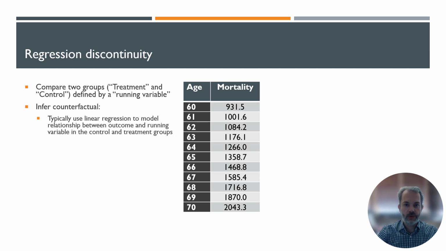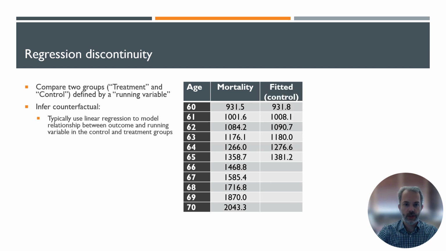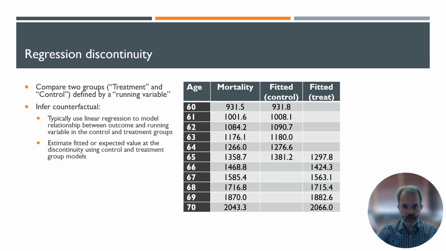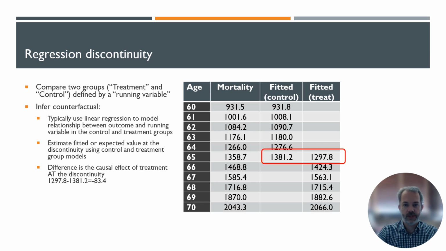Typically, we do this using linear regression in both the control and treatment groups, and estimate the fitted or expected value at the discontinuity in both models. The difference is the causal effect of the discontinuity. In this case, 1,297.8 deaths per 100,000 per year with Medicare versus 1,381.2 deaths without Medicare, for a treatment effect of 83.4 fewer deaths per 100,000 people per year.